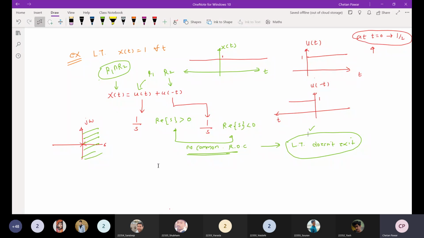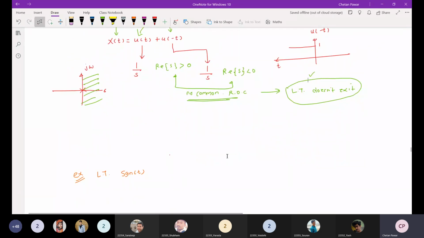But generally, in practical systems, what happens? All the signals are right-handed signals only, because we start the system at t is equal to 0. So all the signals, we will see that particular point, because all the control systems are causal systems. We will see that concept, causality and stability.